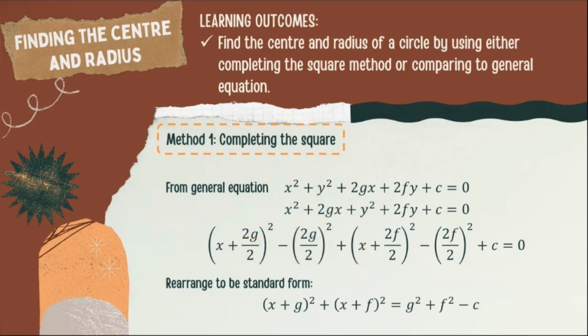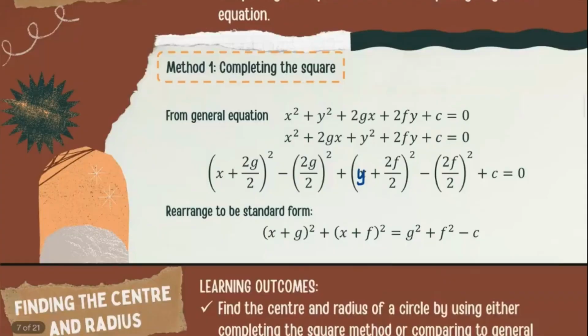Oh, dekat sini kita tersalah. This one is supposed to be Y. Okay, so Y plus 2F over 2 squared minus 2F over 2 squared plus C. Okay, and then kita akan rearrange supaya dia jadi bentuk yang sama dengan standard form. And then we can directly compare. This will be our G dengan F and here will be our radius. Okay, so that is how we compare using completing the square.